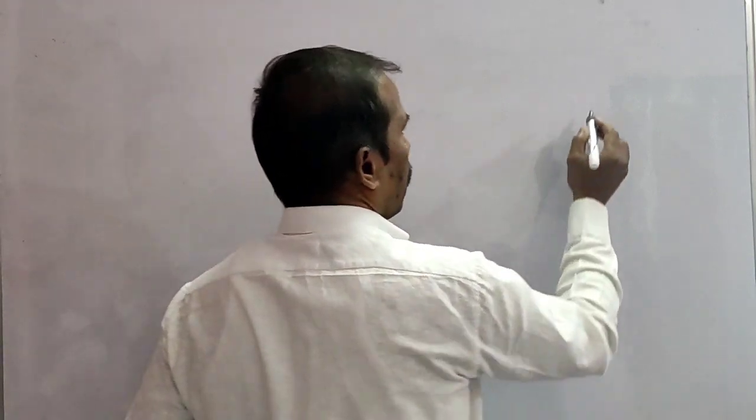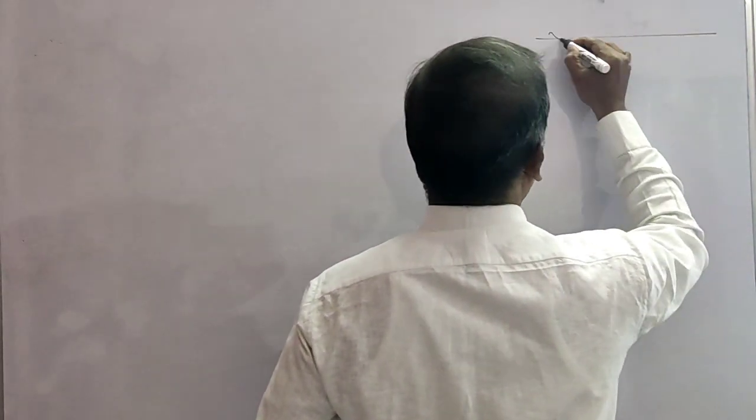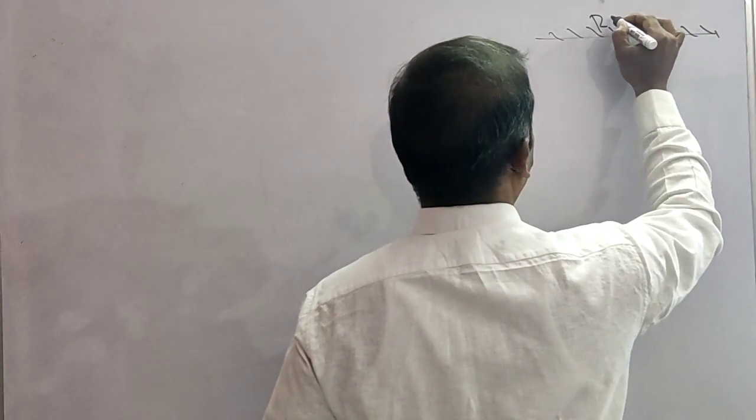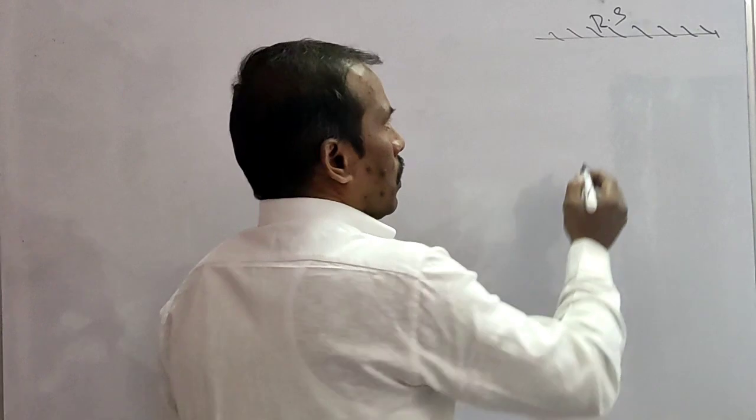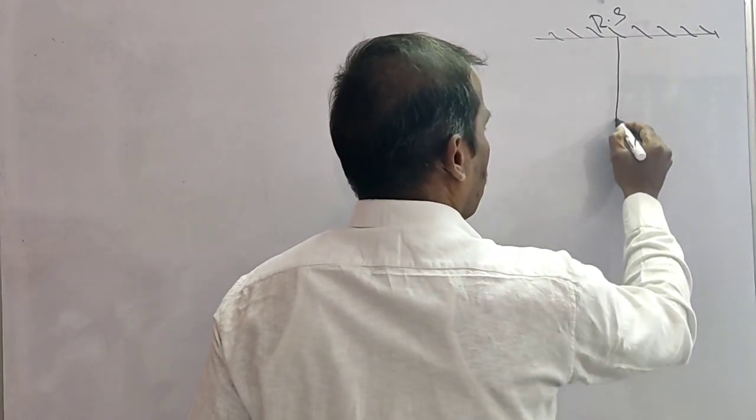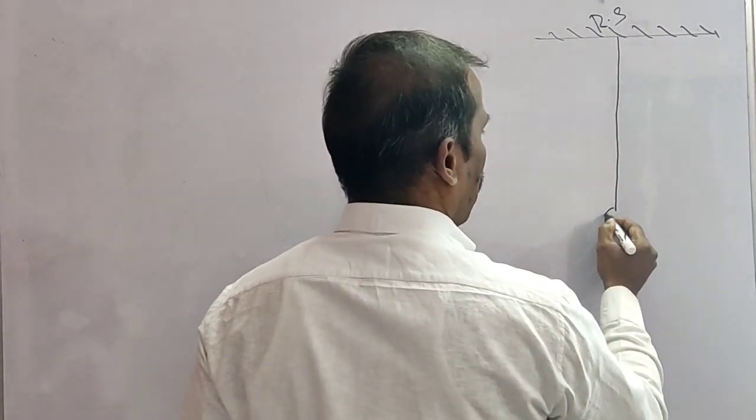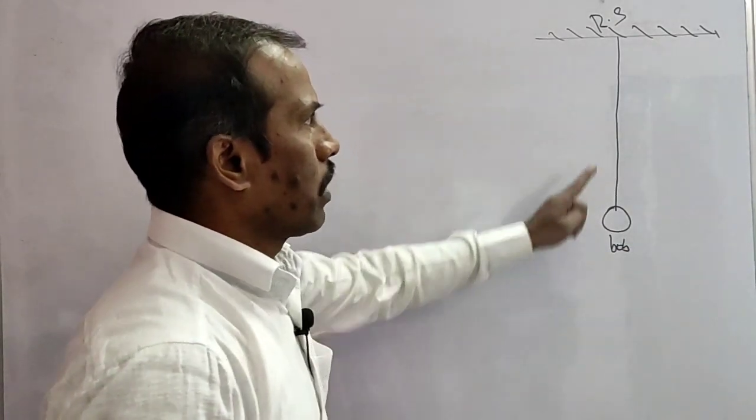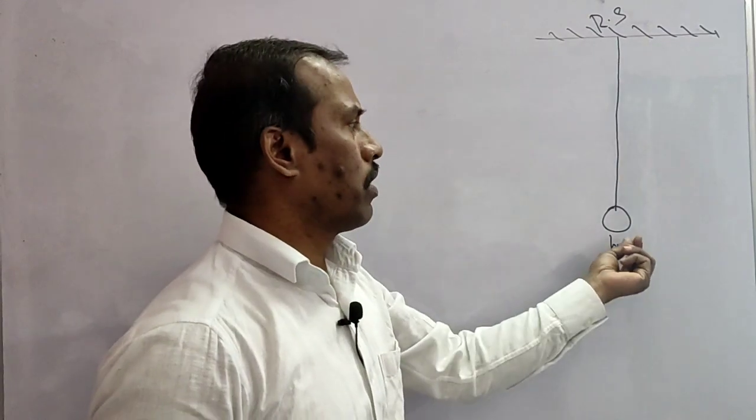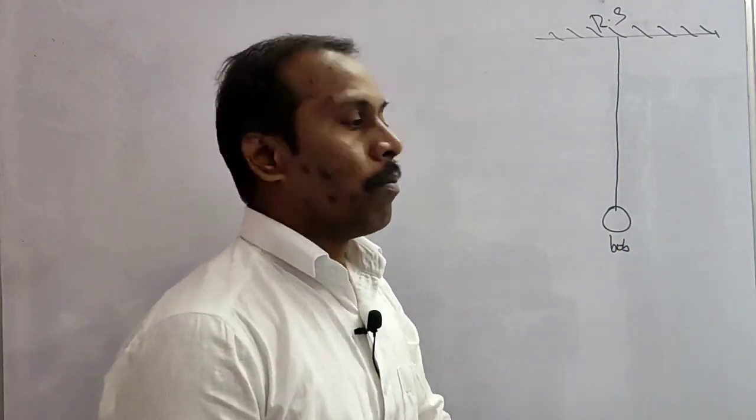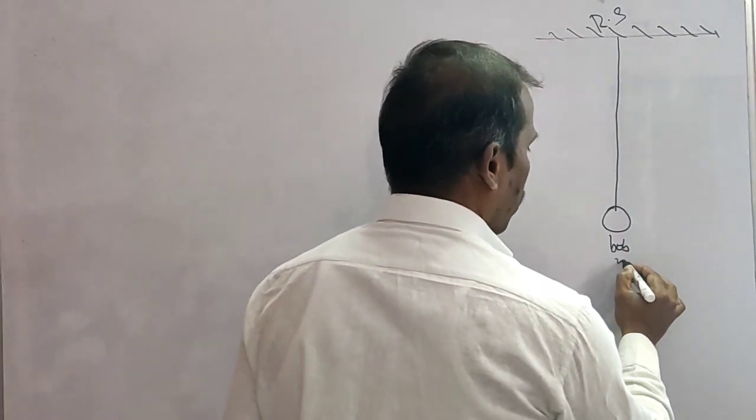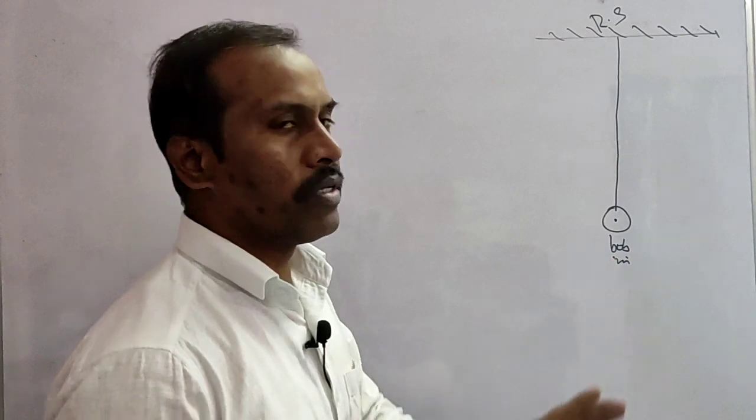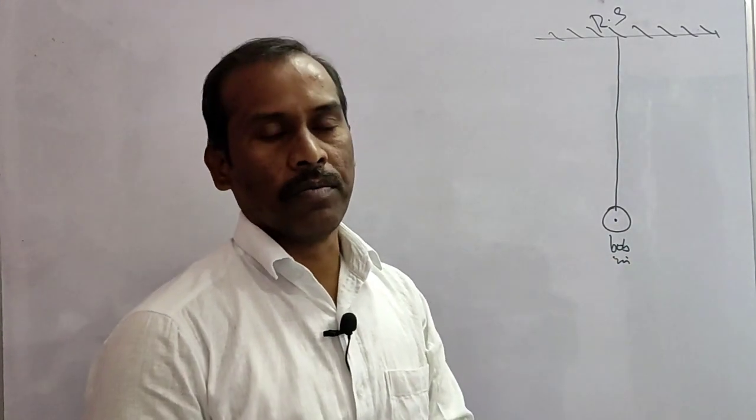First of all, see here, this is a rigid support, RS, rigid support. Here, this one is the bob. One side is fixed here and the other end is attached to the bob. The mass of the bob, for example, is m. This dot is the center of gravity of the bob.